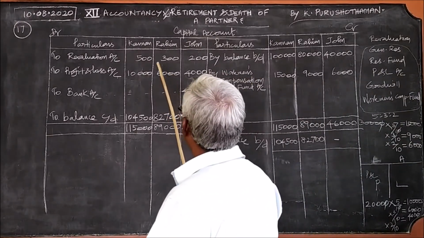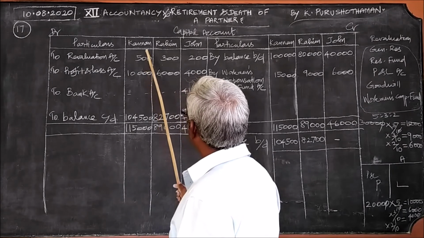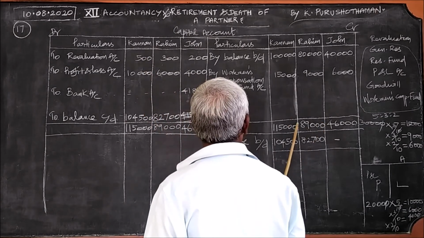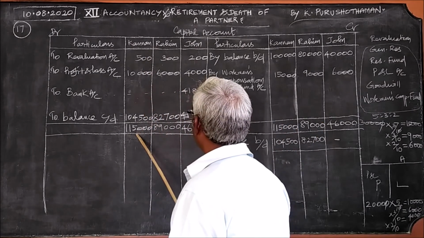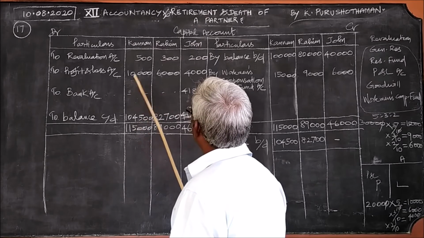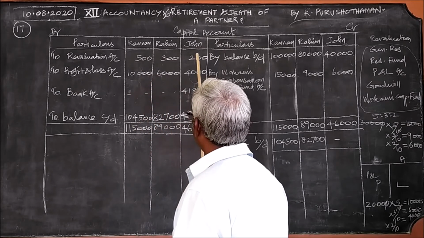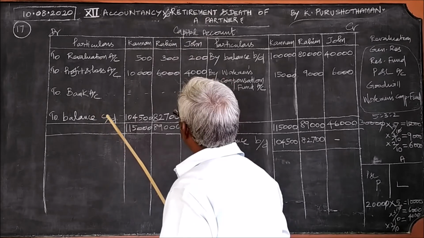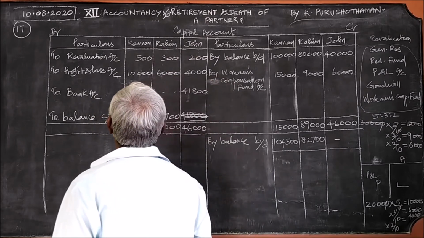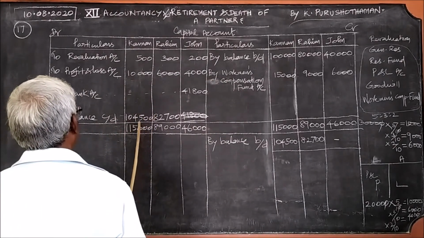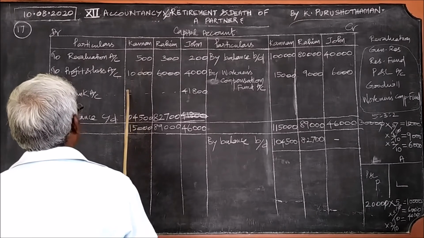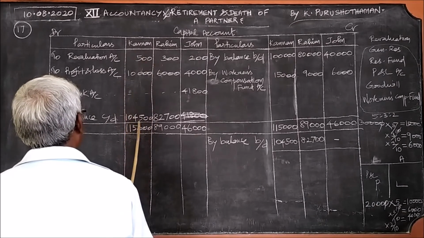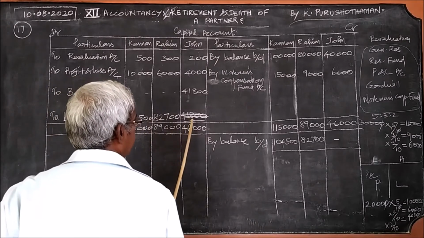In this, there is already 10,500, but the total is 1,15,000. And under this, if the amount of 10,500 is subtracted, then we will get 1,04,500. From this 1,15,000, if you subtract this 10,500, that will be the balancing figure.